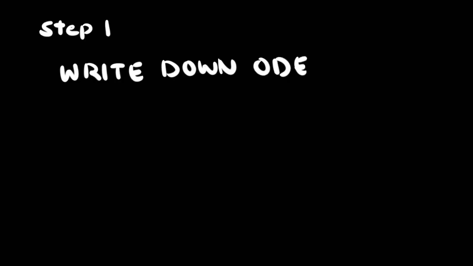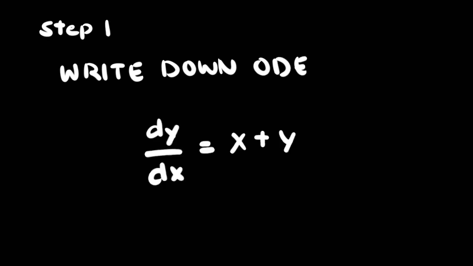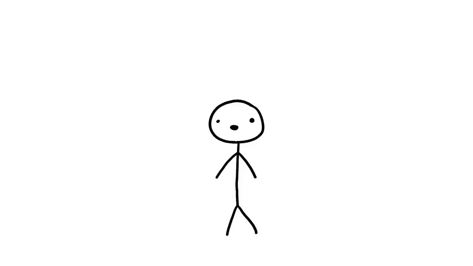Here's the step-by-step guide on how to use Euler's method to solve ODEs. Step 1 is to write down your ODE. Let's take a simple example: dy over dx is equal to x plus y. Now, remember that this way of approaching ODEs revolves around conditions. These conditions simply have to be met in order for the formula to glide smoothly throughout the whole problem.